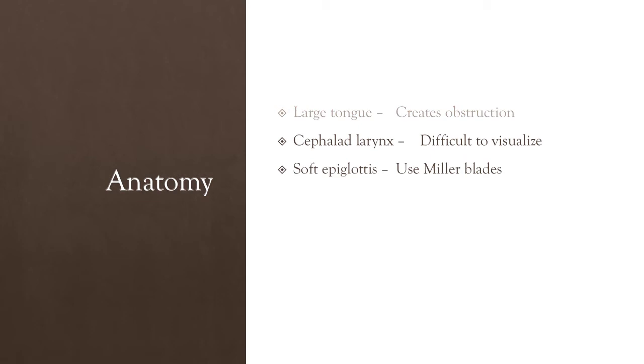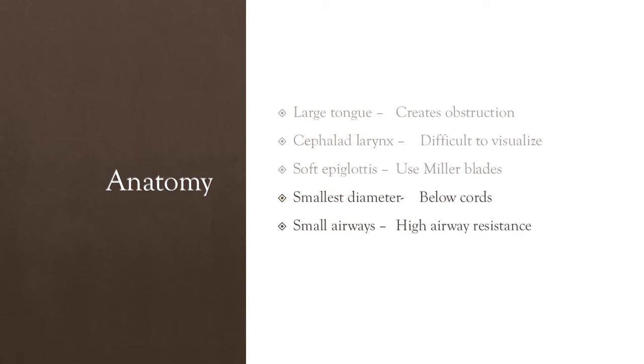The larynx is more cephalad in position. It makes it more anterior, making visualization of the airway with a laryngoscope challenging, especially in the field. Paramedics have a tough time. Not only that, the epiglottis is soft. You need to use a straight blade to lift it out of the way so you have a clear field of view.